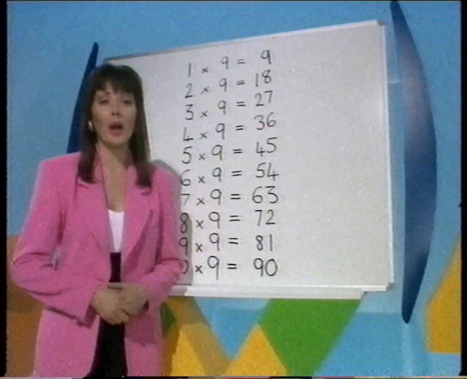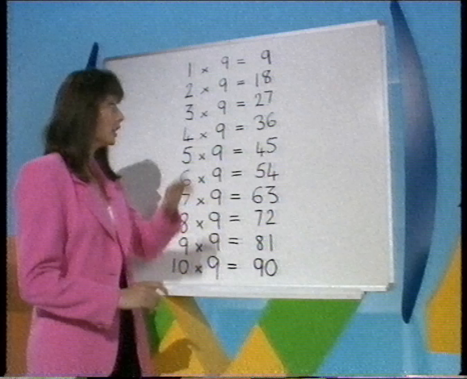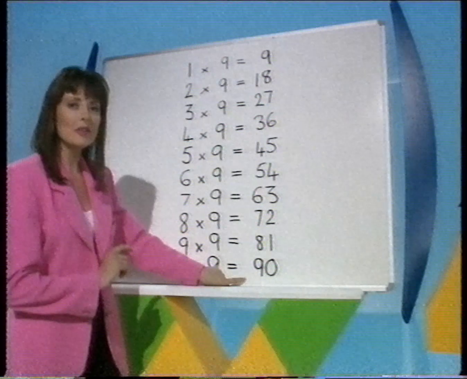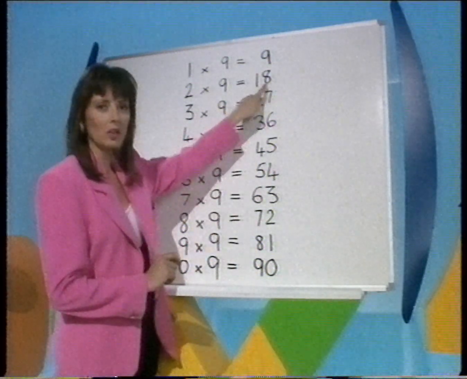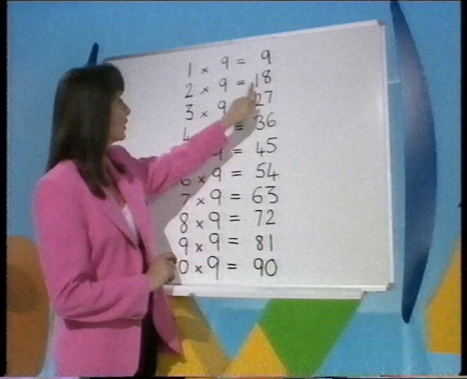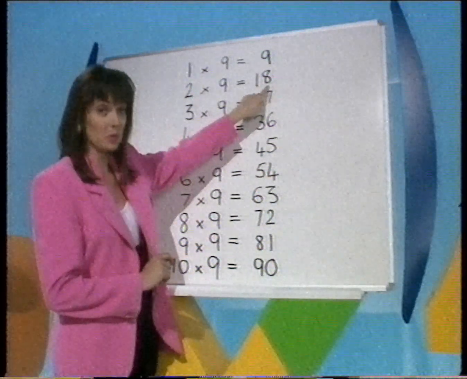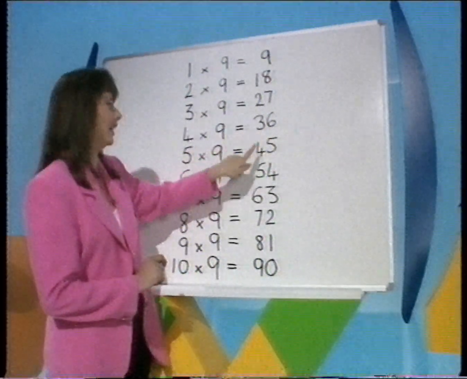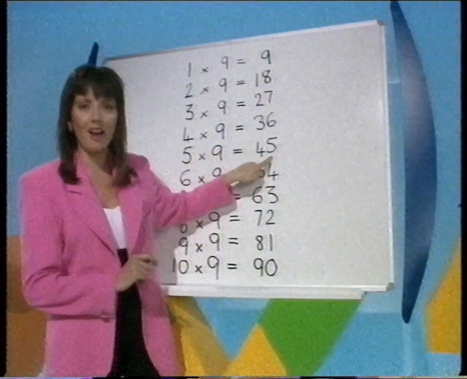How about this for a couple of ways to remember your nines? Look at the answers up to 10 times 9. Now, if you add up the figures in both columns, they always come to 9. Look at this. 1 and 8, that equals 9. 2 and 7 is 9. 3 and 6 is 9. 4 plus 5 is 9.